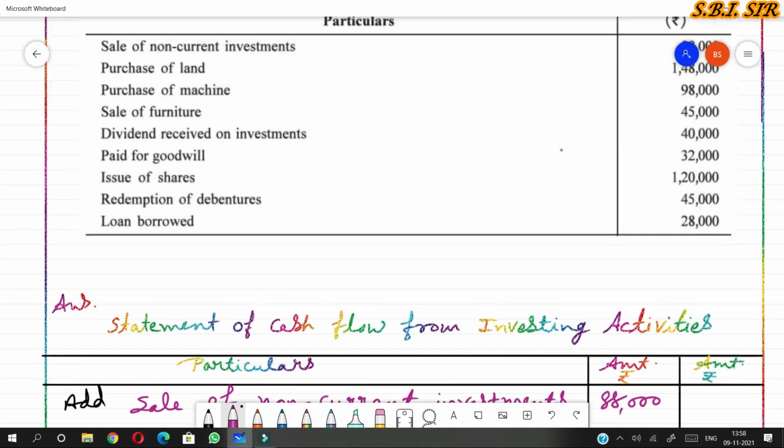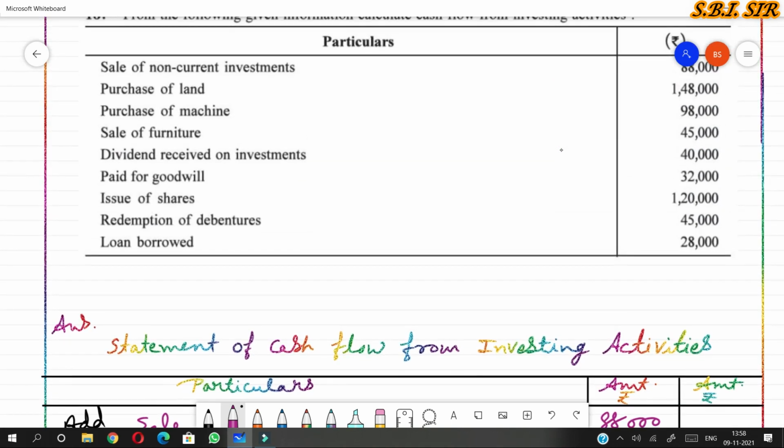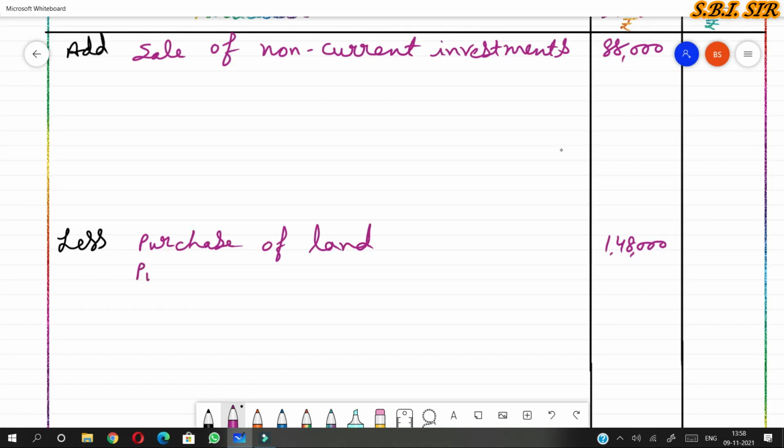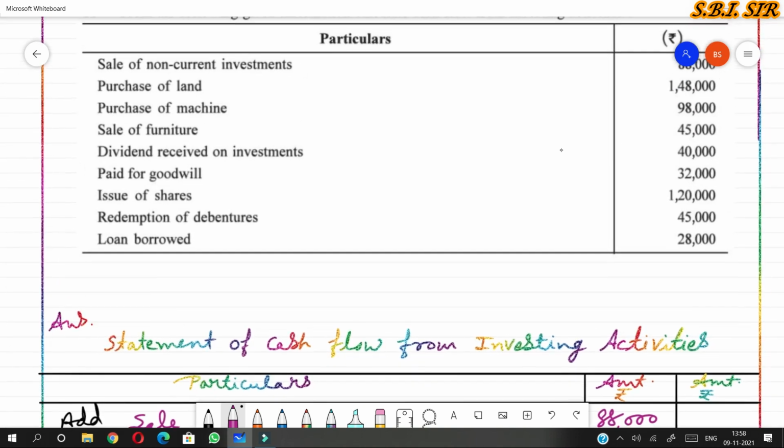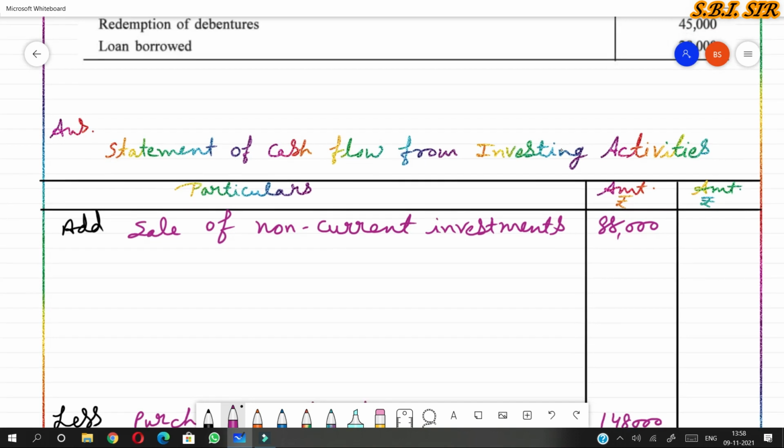Next, purchase of machine 98,000. We will less purchase of machine 98,000. Next, sale of furniture 45,000. Cash flow increases, so we will add sale of furniture 45,000.